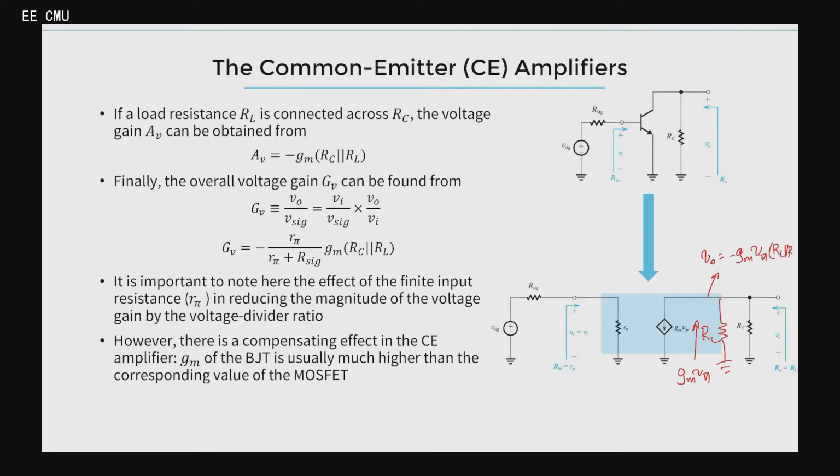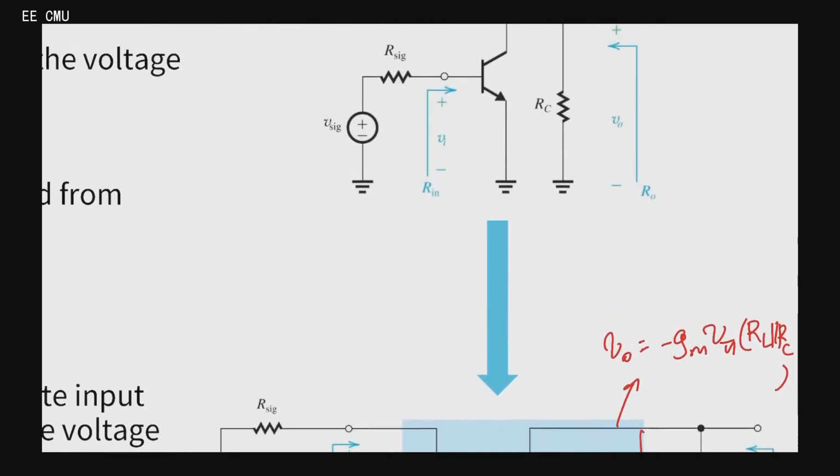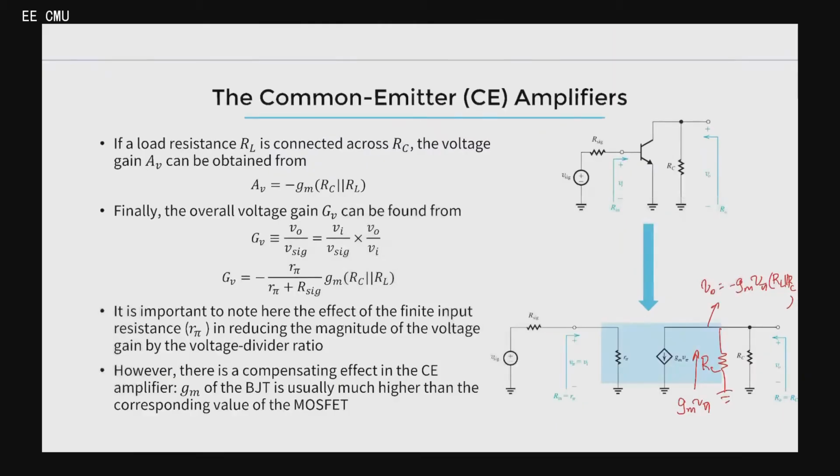Actually, I don't have enough space on the board to write that out clearly. Let me just erase this section and rewrite that equation for you so it's easier to follow. By now, we should probably already know this, right? Negative gm v pi times RC in parallel with RL. And v pi is just V input, right? If we move it to the other side, we get this result.